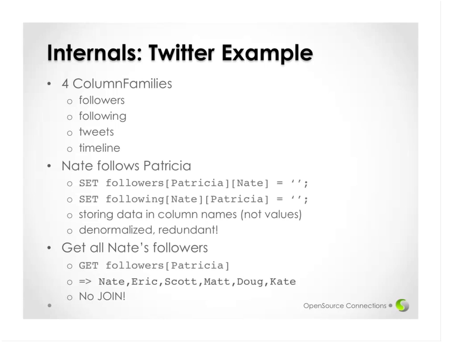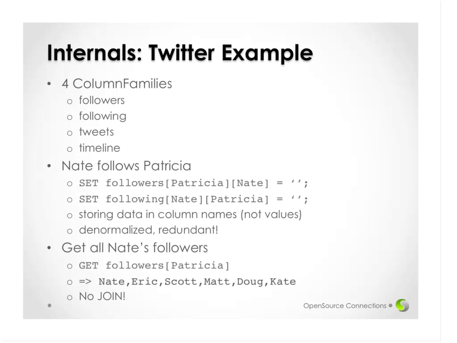All right, we don't have joins, though, and we really don't have reciprocal relationships. So the next thing I need to do is set in the column family following, the row key Nate needs a column named Patricia. And again, we're just going to pass in the empty value because we're pretty heavily denormalized, we can't do a join here. We can't look at that relationship back and forth.